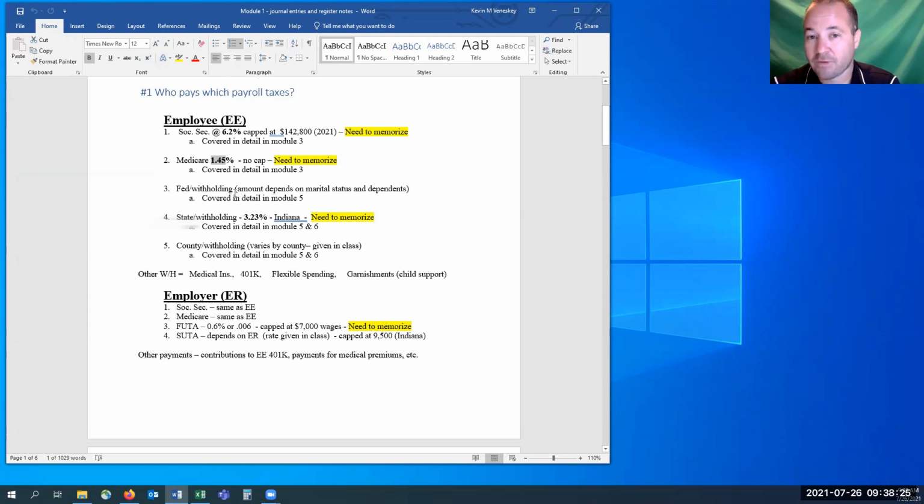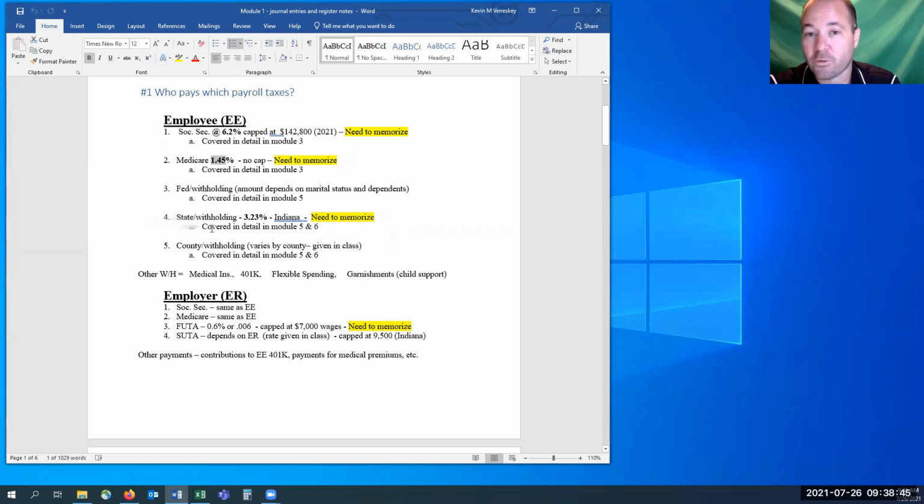Until we get to Module 5, I'm going to be giving you the federal withholdings for each employee. I'll just give you a straight amount. It was $70, for example. And then you'll just use that. Once we get to Module 5, you will then begin to calculate what it actually is and how you would do that in the real world.